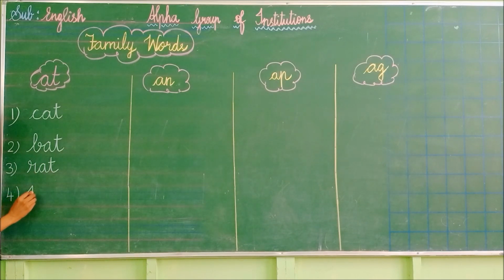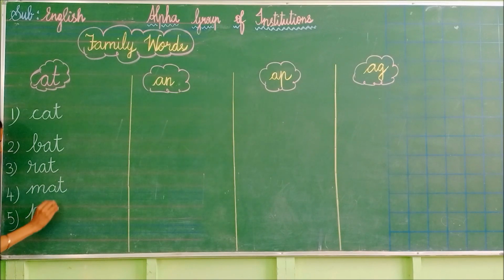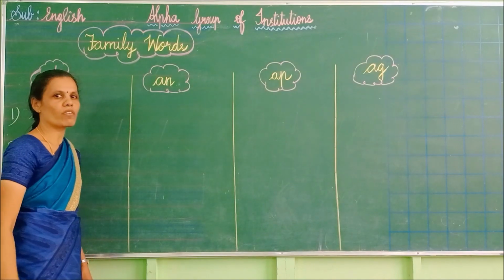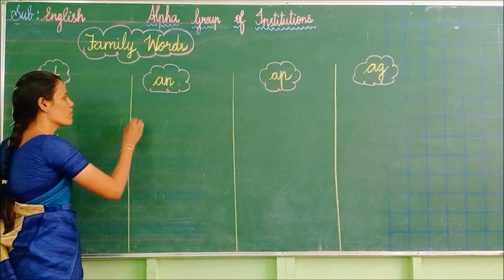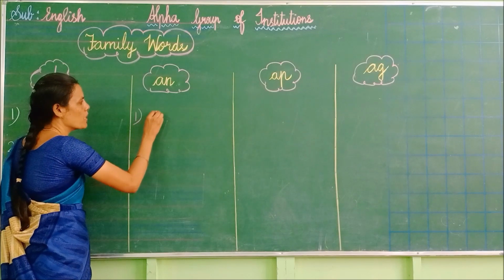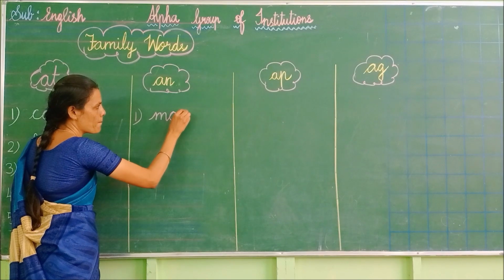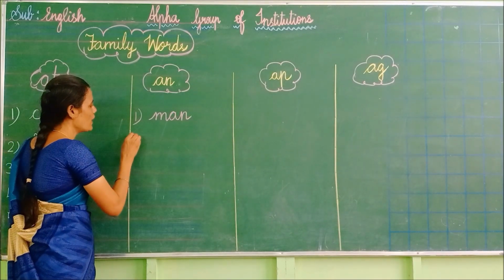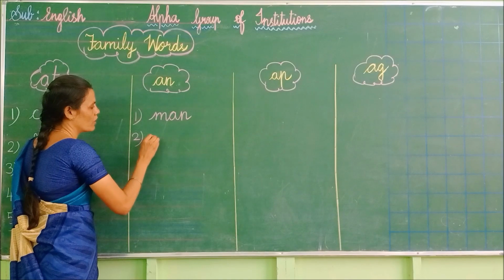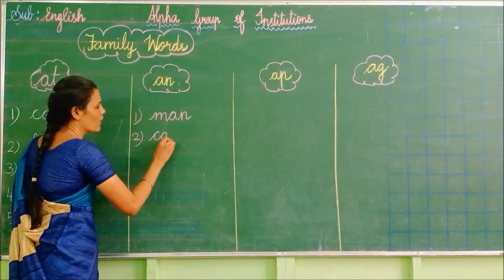M, at, mat. Next one. P, at, pat. Here we have an. What are we having? An. M, an, man. Next one.